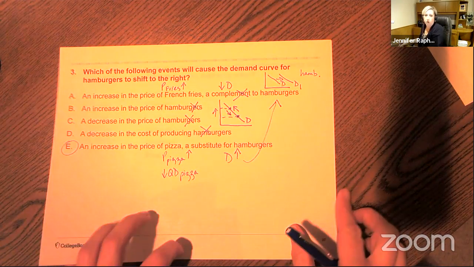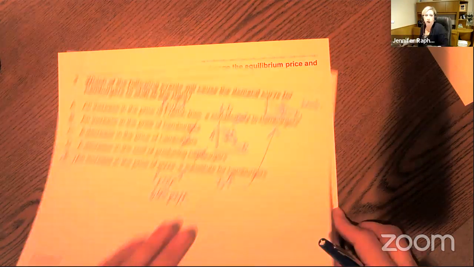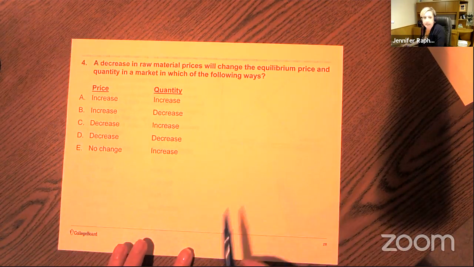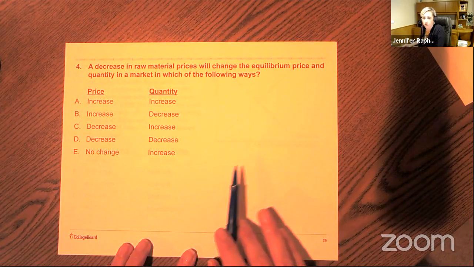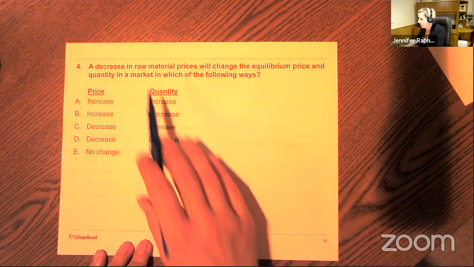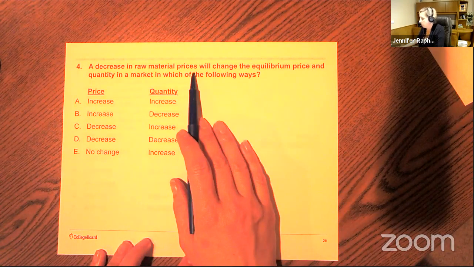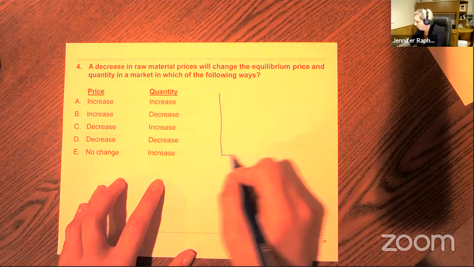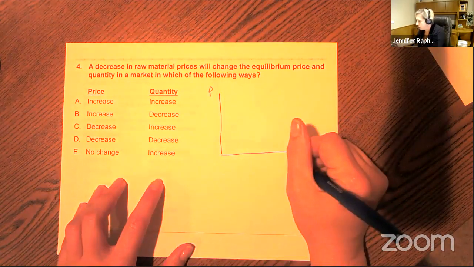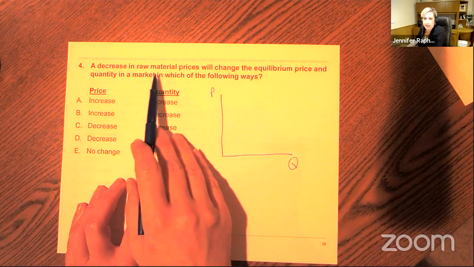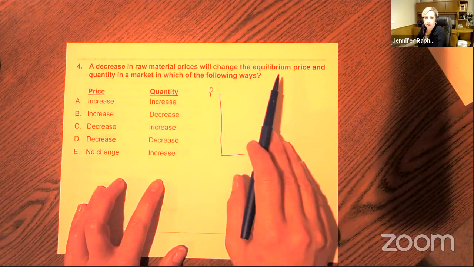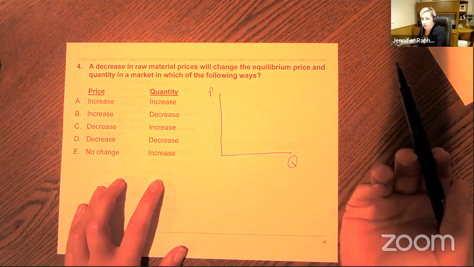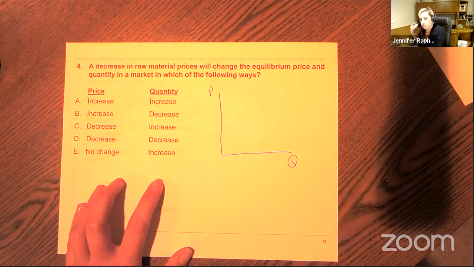Let's do one more. It looks like we're not going to have time tonight for all of the ones I wanted to do, but we'll do two more. This is a great example of a question that allows you to use the model. A decrease in raw material prices will change equilibrium price and quantity in which of the following ways. This couldn't be a better example of where you want to use a model. Now imagine a decrease in energy prices will change price level and real GDP in which of the following ways? It's exactly the same thing, right? In terms of skill, in terms of thinking.